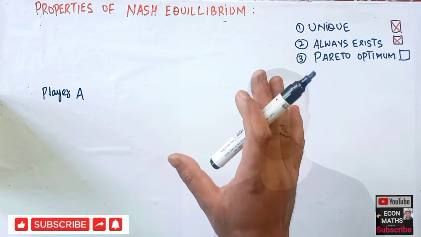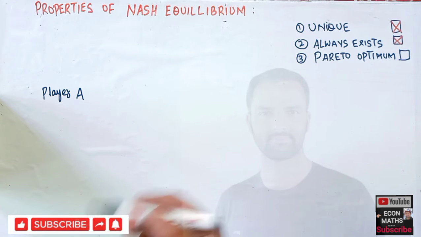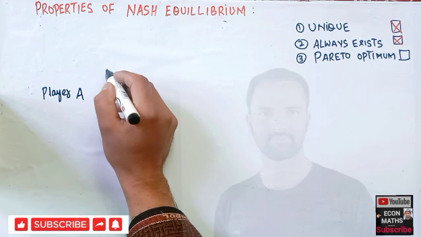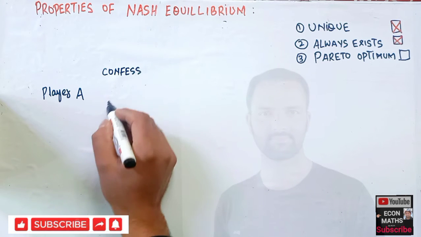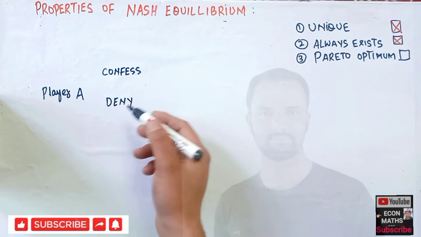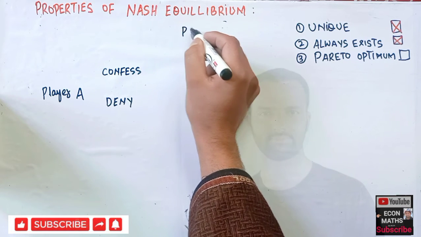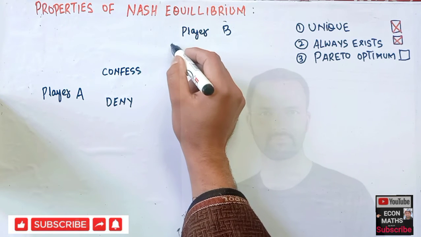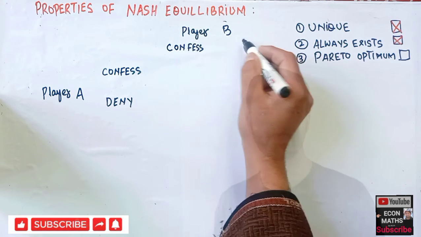They are being confined in two different cells in a prison, and both prisoners have two choices, either to confess or deny, either to confess the allegations or deny the allegations that are being imposed on them. Similarly, we have prisoner second or player second. Let us say we have player B. He also has two choices, either to confess or to deny.